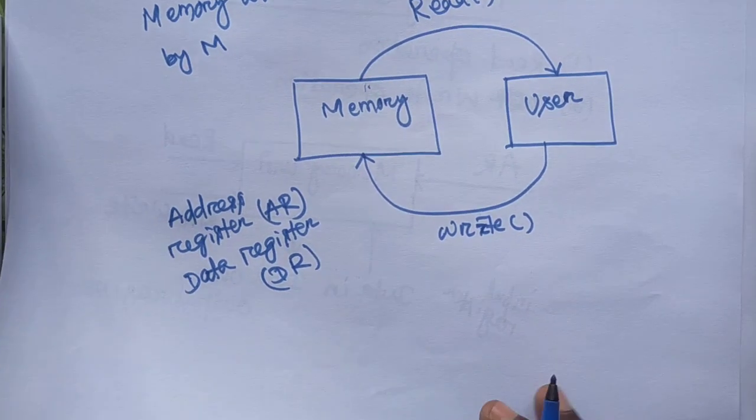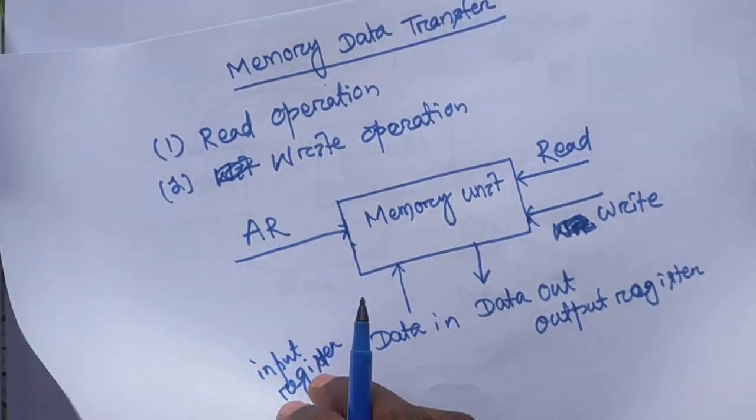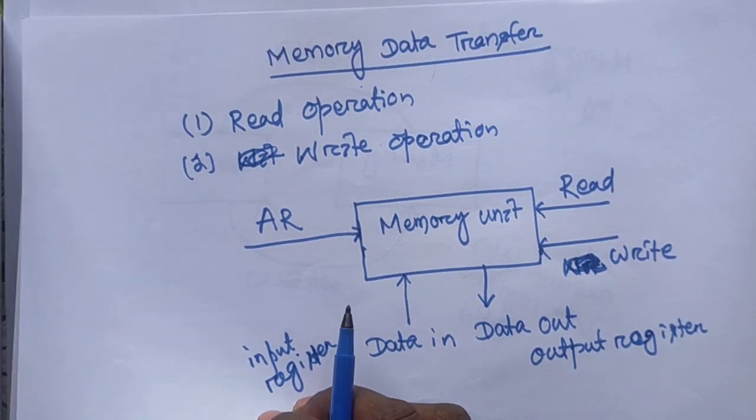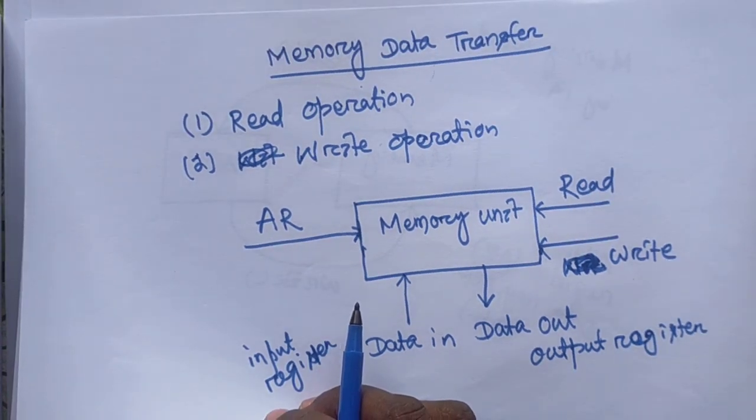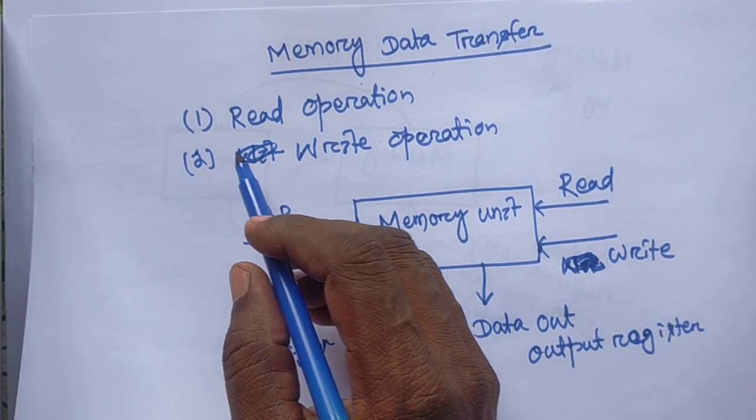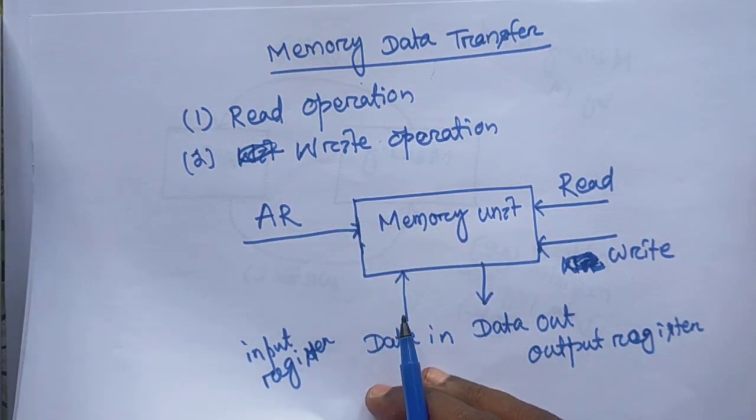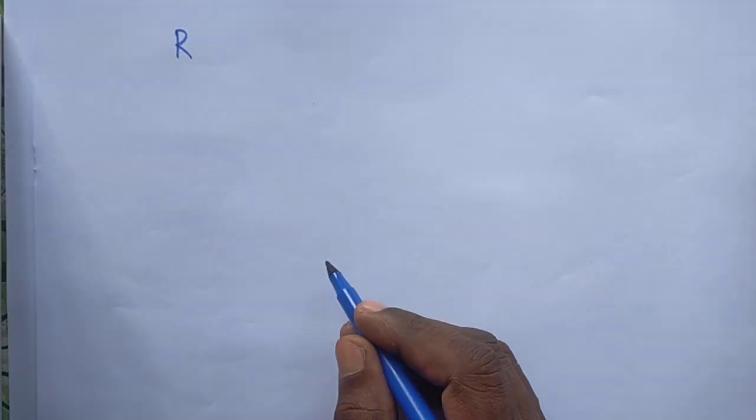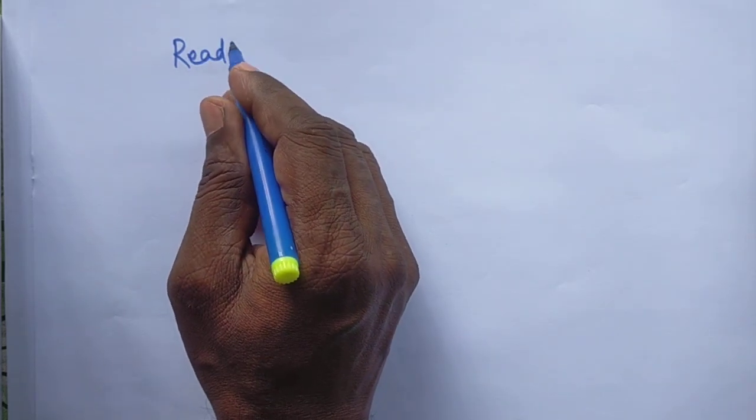Now we see how these two operations, the read operation and the write operation, are defined through certain micro-operations. So first we see the read operation, and next we will see the write operation. If we go through a read operation, then in a very simple way we can write it.